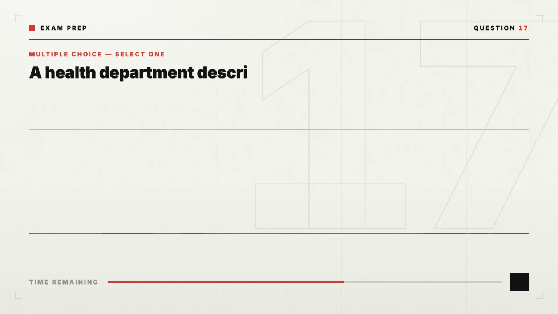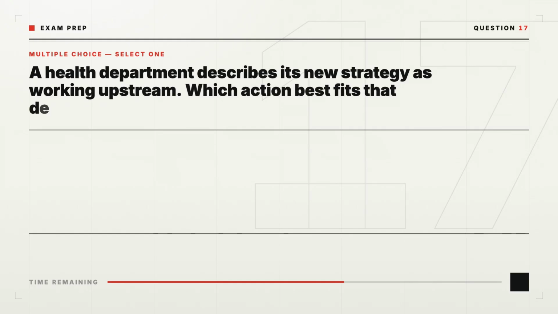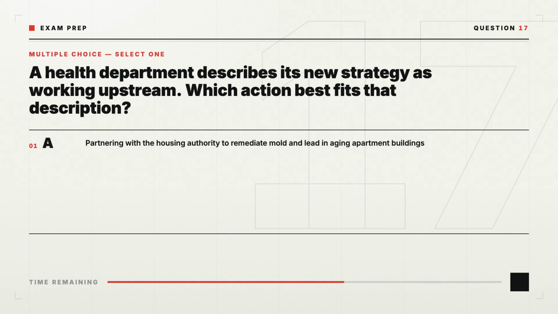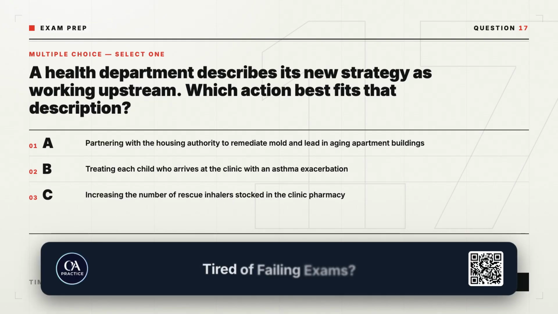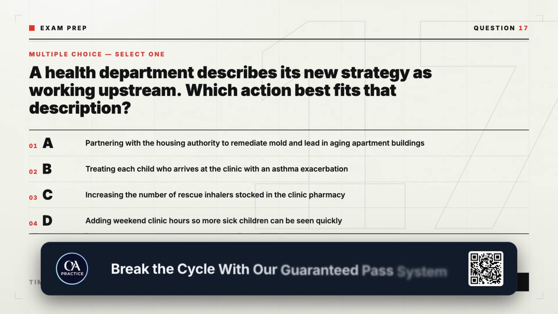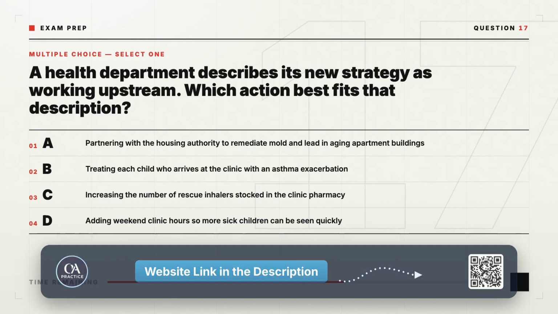Question 17. A health department describes its new strategy as working upstream. Which action best fits that description? Your options are A. Partnering with the housing authority to remediate mold and lead in aging apartment buildings. B. Treating each child who arrives at the clinic with an asthma exacerbation. C. Increasing the number of rescue inhalers stocked in the clinic pharmacy. D. Adding weekend clinic hours so more sick children can be seen quickly. Which one is it? Pause the video if you need more time.